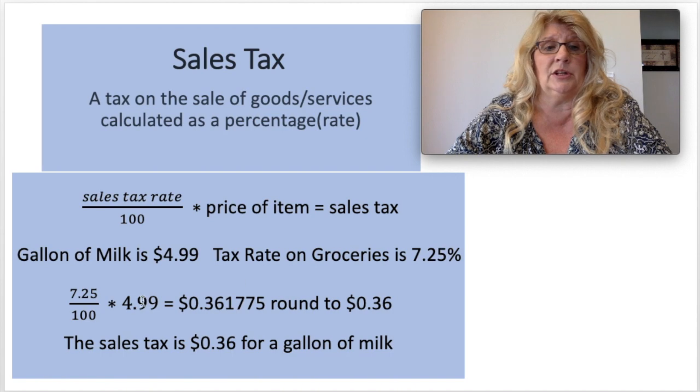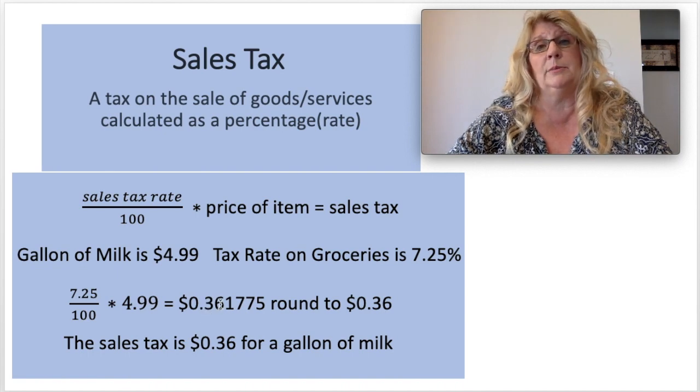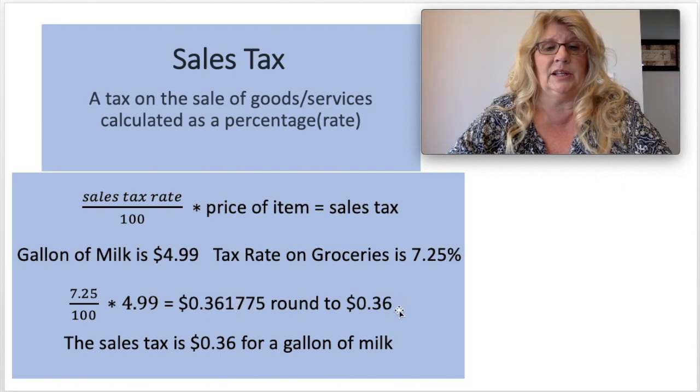So change percent to a decimal by dividing by 100, then take it times $4.99. You get 0.361775 on your calculator. But we're talking money. We only want 2 decimal places. We're rounding to hundreds. Remember, 5 or above, you add 1. Less than 5, you let it be. So this becomes 36 cents. So the sales tax is 36 cents for a gallon of milk. If you don't round correctly, you will miss it. So make sure you practice your rounding.